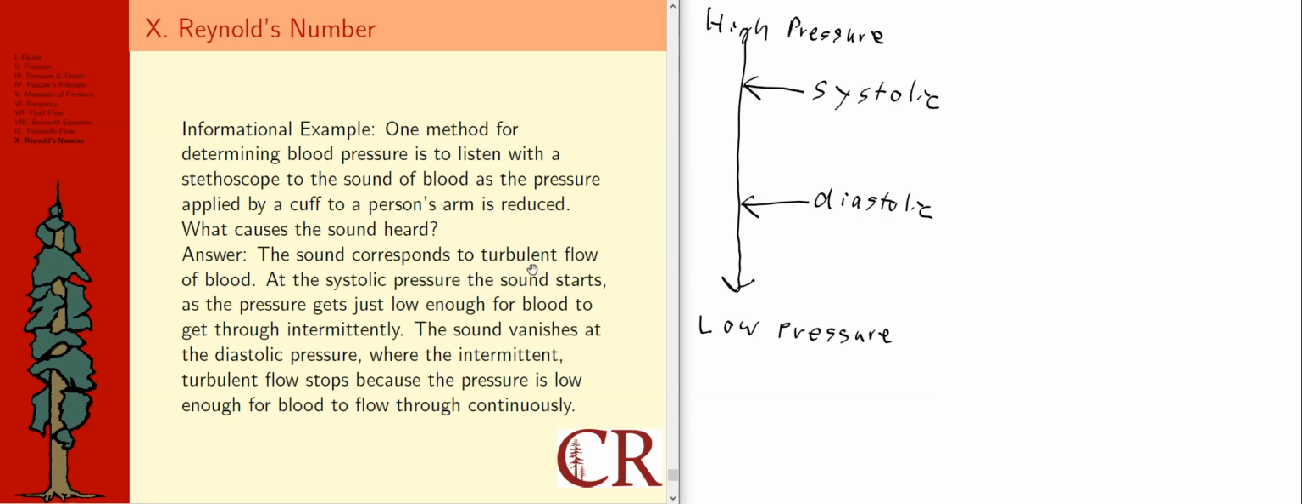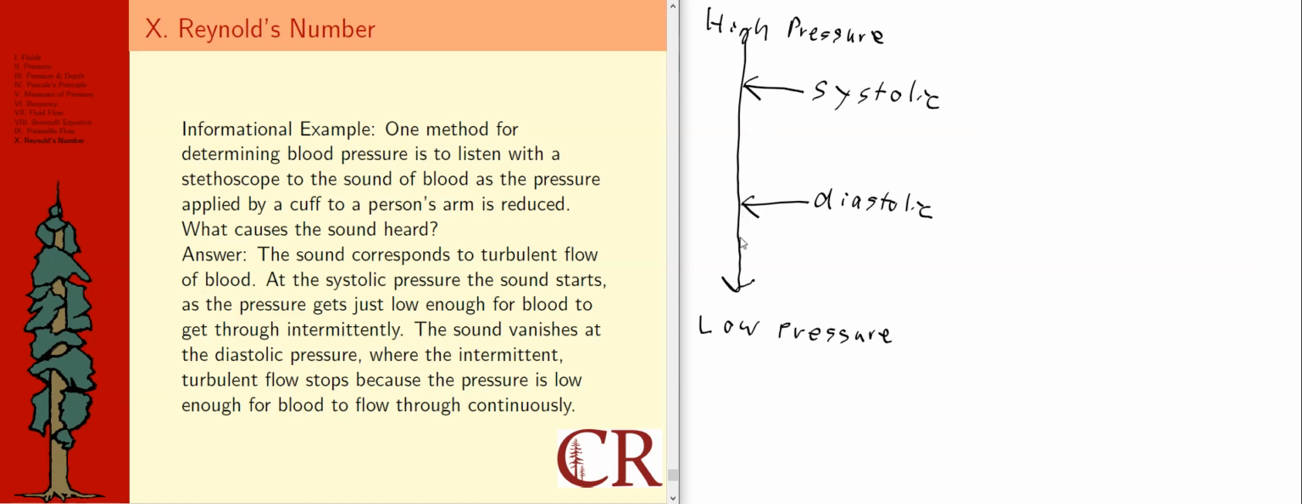Let's look at the answer here. It says the sound corresponds to turbulent flow of blood. At the systolic pressure, the sound starts, and that's what I was describing here, as the pressure gets just low enough for blood to get through intermittently. The sound vanishes at the diastolic pressure, where the intermittent turbulent flow stops because the pressure is low enough for blood to flow through continuously.